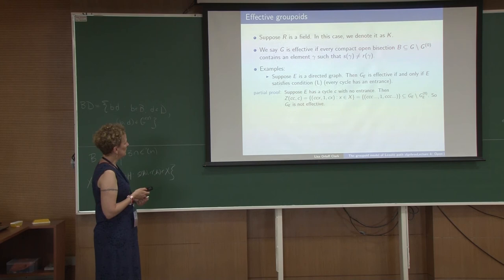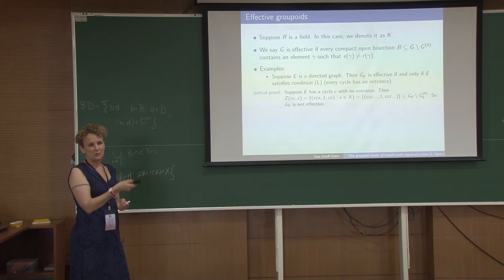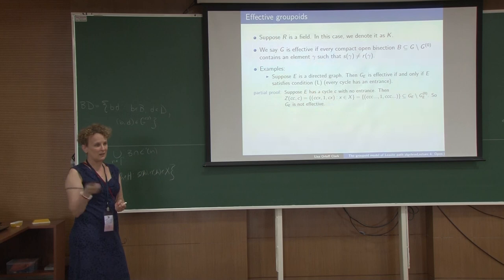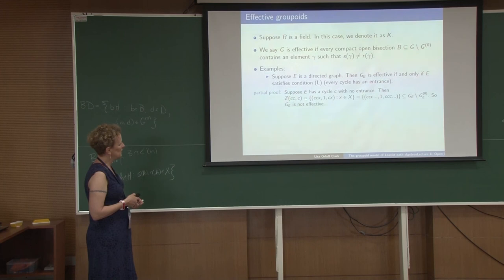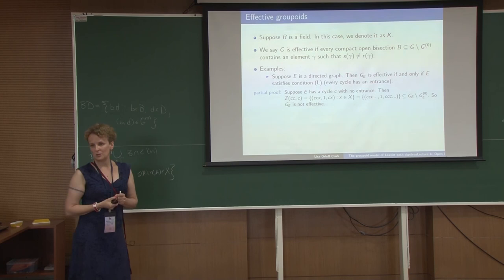Here's a quick outline of the proof. One direction is quite easy. Suppose your graph has a cycle C with no entrance. So in terms of infinite paths, once you're on that cycle, you stay there. Your chicken can't get out. So then we have this compact open bisection Z(CC, C). What does that look like? The definition of those things looks like CCX, 1, CX, because the difference in length between CC and C is 1.